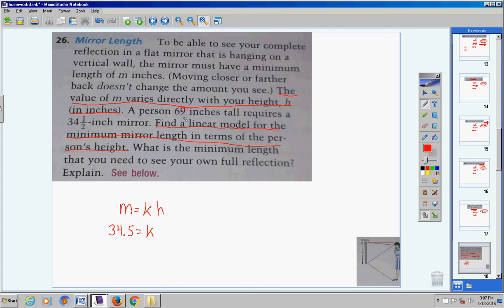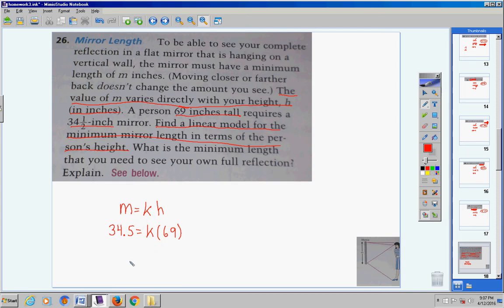Now that 34.5 inch mirror allows me to see a person that is 69 inches tall. Do you see it right here? Look guys, a person 69 inches tall needs this long of a mirror. So I put this in for my length of my mirror. I put this in for the height of the person. Now divide both sides by 69. I'm grabbing my calculator right now. 34.5 divided by 69 gives me 0.5.